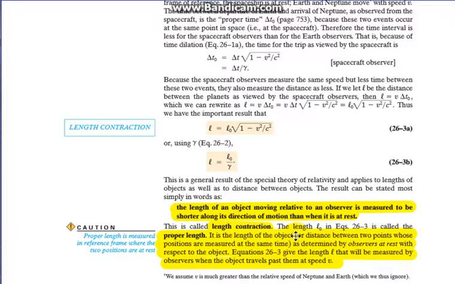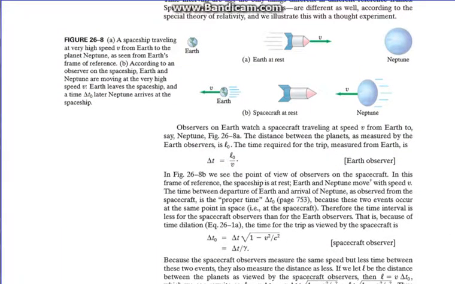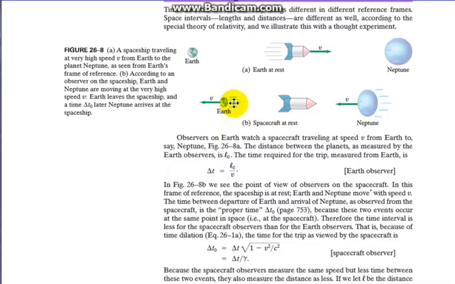This is called length contraction. The length L naught in that equation is called the proper length. It's the length of an object or distance between 2 points. So bear in mind, we could be talking about the actual length of an object or the distance between 2 areas. Like over here we see length contraction with the Earth. So you can see it's kind of squished.